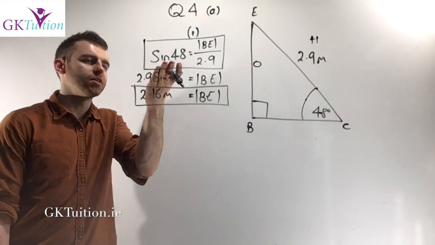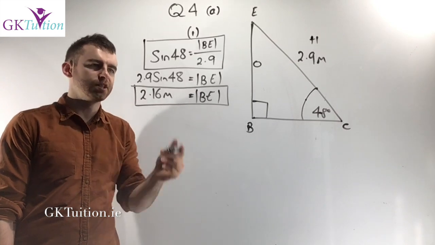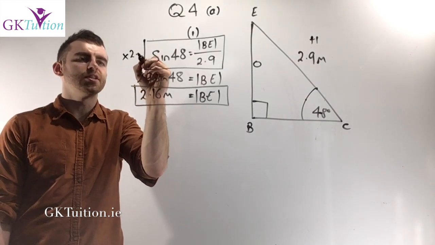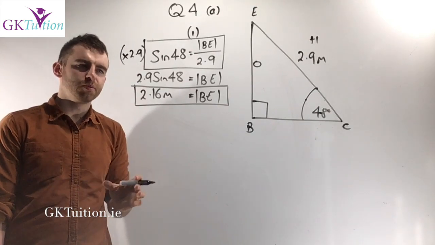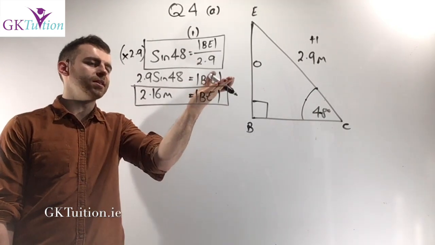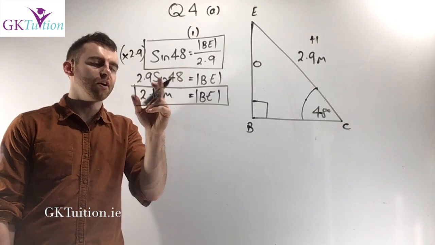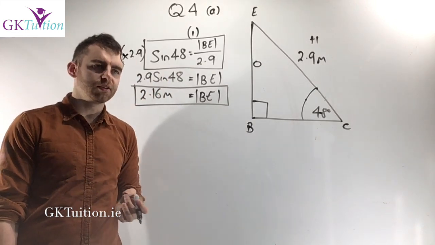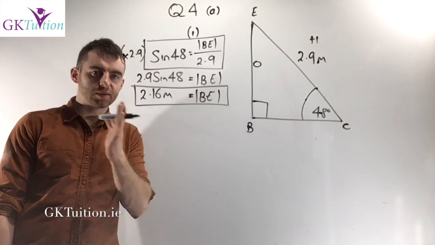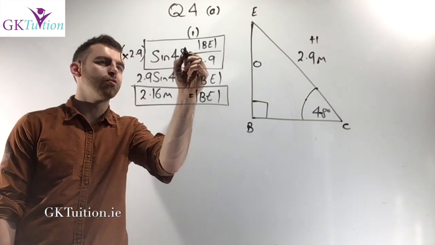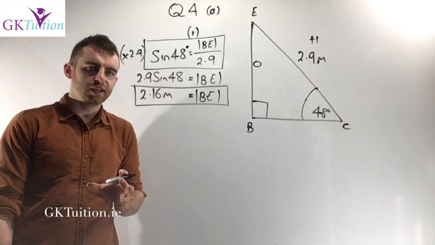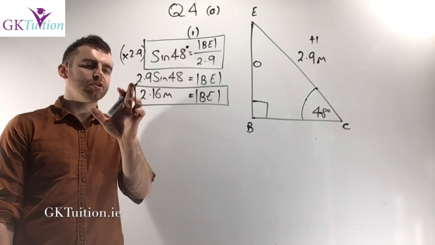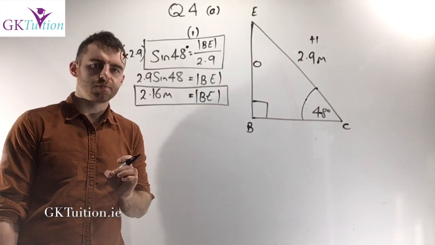And at this stage, you had to realise that you needed to eliminate your fraction. In order to eliminate your fraction there, you multiply both sides by the denominator. Multiply both sides by 2.9, and you get the distance BE is 2.9 sine 48. If you plug that into your calculator, remember you have to switch back into degrees here because this is 48 degrees. It's not in radians anymore. The question asked you to leave it to 2 decimal places, so your answer should have been 2.16 meters.